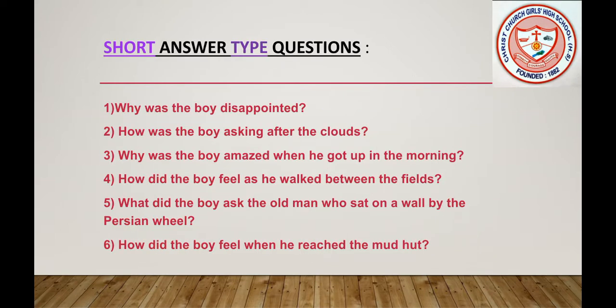Next we have short answer type questions. Question number 1. Why was the boy disappointed? So the probable answer to this question is, the grass cutter was amazed when the boy asked him if he had seen the clouds. So the boy was disappointed to see that the grass cutter was still mystified.